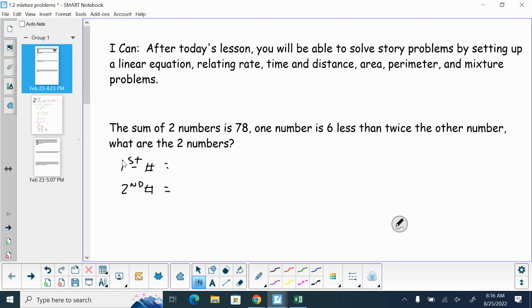Now we need to introduce a variable to what we're dealing with here. We're trying to find two numbers. We don't know what the two numbers are. So I'm going to say my first number is n. We know they add up to 78. I'm going to use that to develop my equation, because if I can find a representation for these two numbers, I can add these two numbers together to get 78. That will give me an equation.